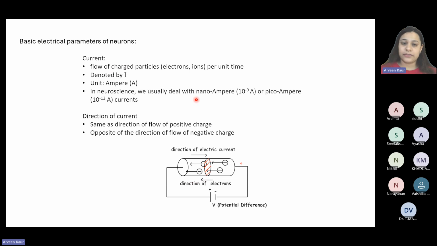And the direction of the current, what will it be? It will be the same as the direction of flow of positive charge, and opposite to the direction of flow of negative charge. Now, these are the very basics that we probably understood for the first time in maybe seventh, eighth, or 10th grade, right? So in physics at that time.